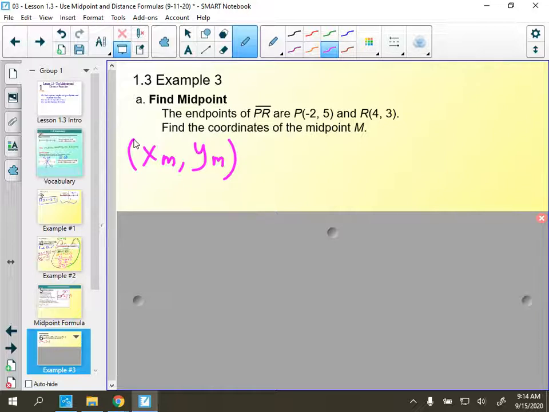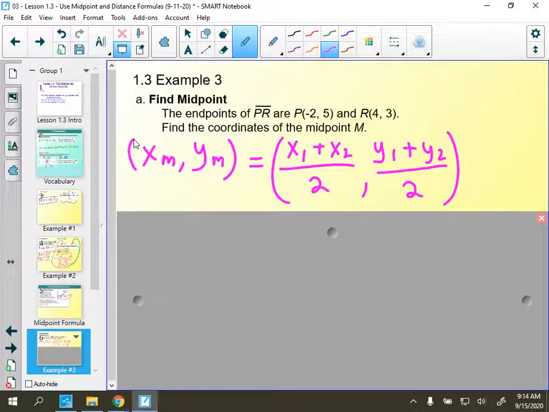And that formula then said, all right, take your first endpoint X coordinate, your second endpoint X coordinate, add them up and divide by 2. And if I do the same thing for my Y coordinates of the first point and the second endpoint, divide that by 2, we should be equal. The numbers that we come up with are going to be the coordinates of the midpoint. All right, let's do it.